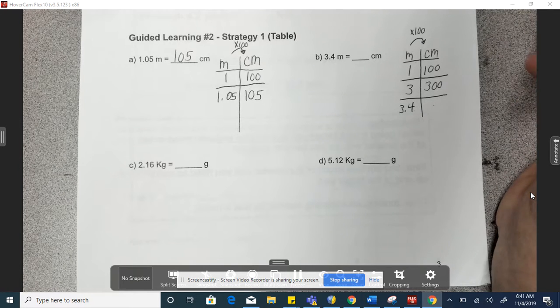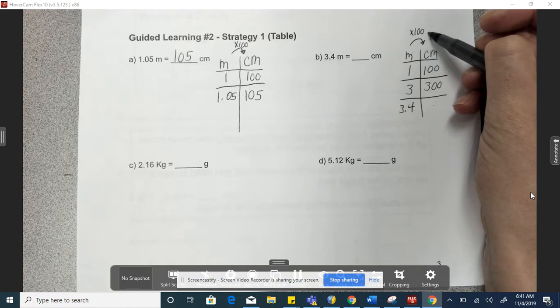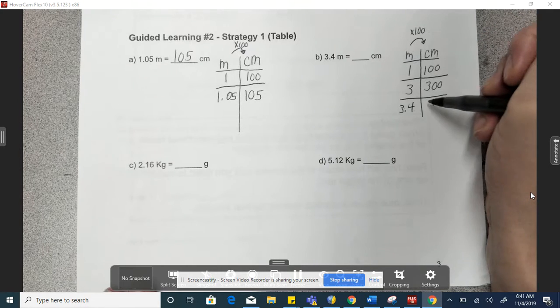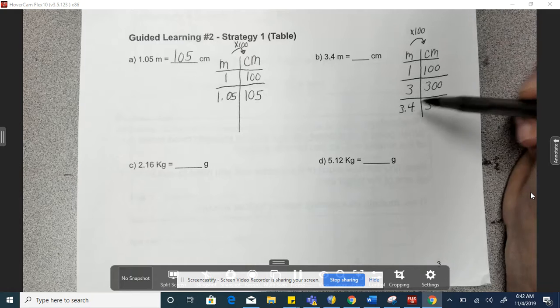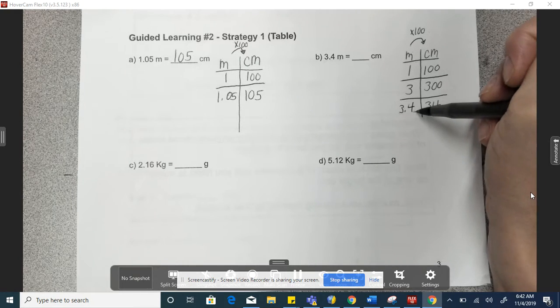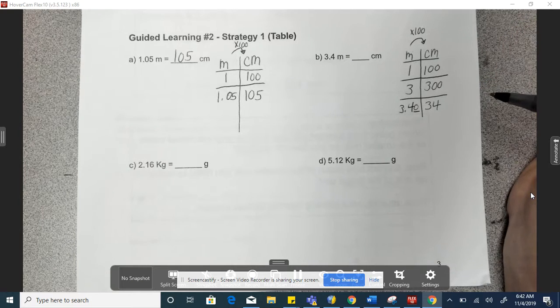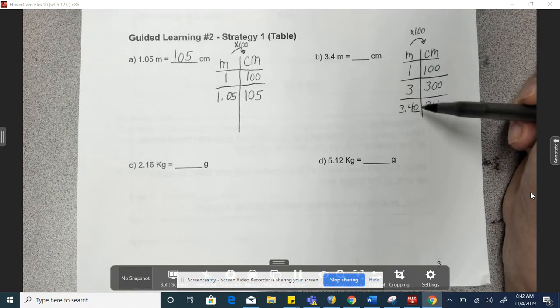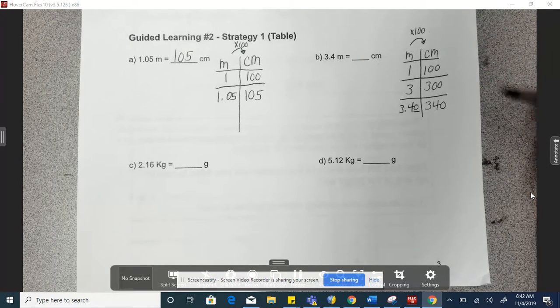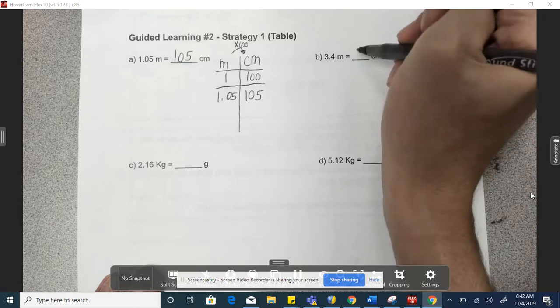My 3 right now is in the ones place. I'm multiplying by 100, so I'm moving each digit to the left 2 places. The 3 goes from the ones place to the hundreds place. The 4 goes from the tenths place to the tens place. And right now there are 0 hundredths, so that means 0 hundredths times 100, the 0 is going to go in the ones place. My answer is 340 centimeters.